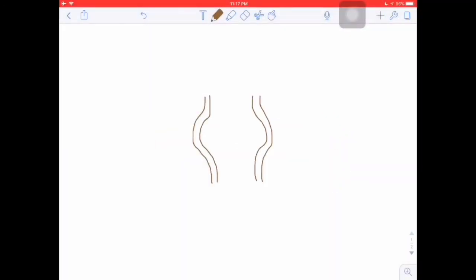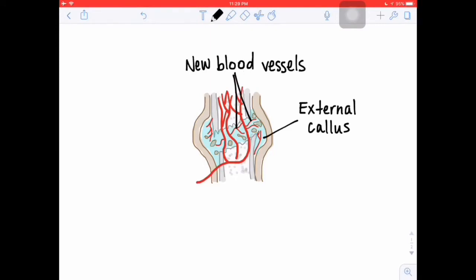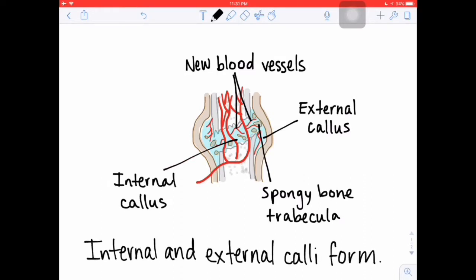Within about 48 hours after the fracture, chondrocytes from the endosteum have created an internal callus by secreting a fibrocartilaginous matrix between the two ends of the broken bone, while the periosteal chondrocytes and osteoblasts create an external callus of hyaline cartilage and bone, respectively, around the outside of the break. This stabilizes the fracture.